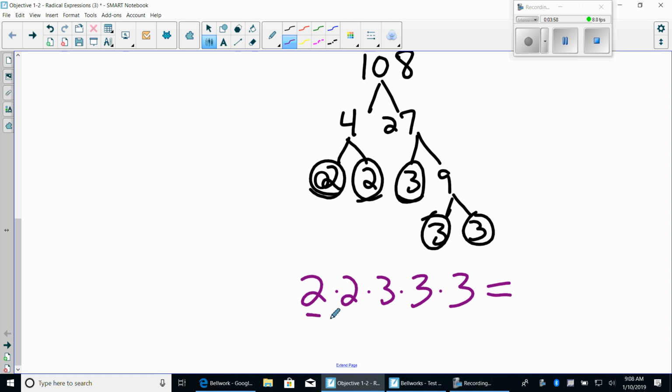How do I know that this is correct? What could you do? Yeah. Multiply all that together. Multiply 2 times 2 times 3 times 3 times 3. What should that equal? 108. Do it. Multiply it. Check it. 2 times 2 times 3 times 3 times 3.